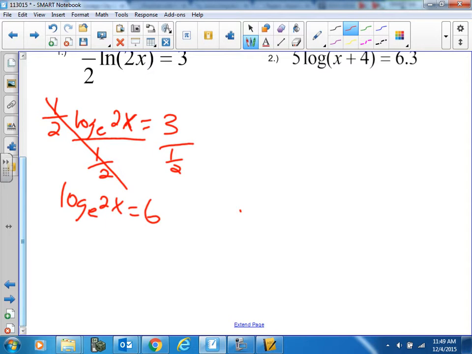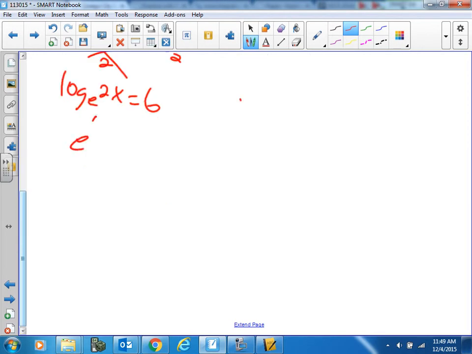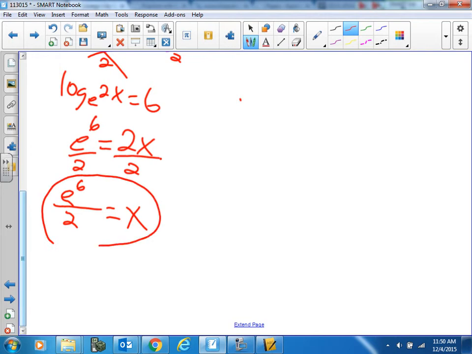All right. So now we can set this up in exponential form. What's exponential form going to be? That's right. So we're going to have e to the 6th equals 2x. And we want to divide both sides by the 2. So we have e to the 6th over 2 is equal to x. All right. So this would be exact if I left it like that.